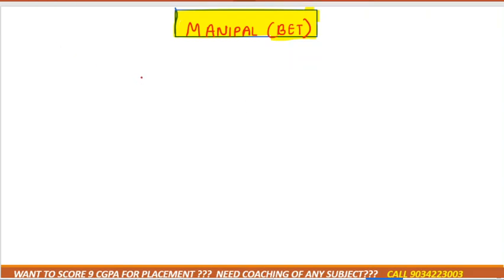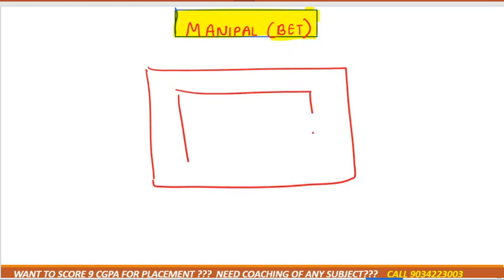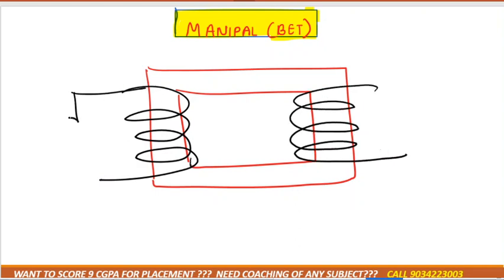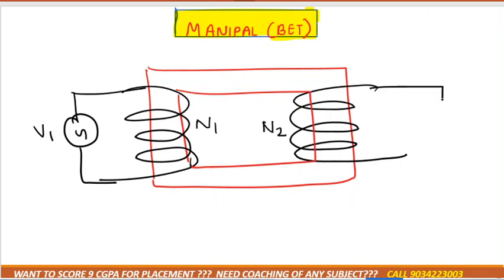So next we'll talk about how a transformer works, the structure of a transformer. Whatever they ask you about the transformer. Here we have connected the primary winding, with primary voltage V1. The number of turns is denoted by N1, the number of turns on the secondary by N2, and here we have connected a load.